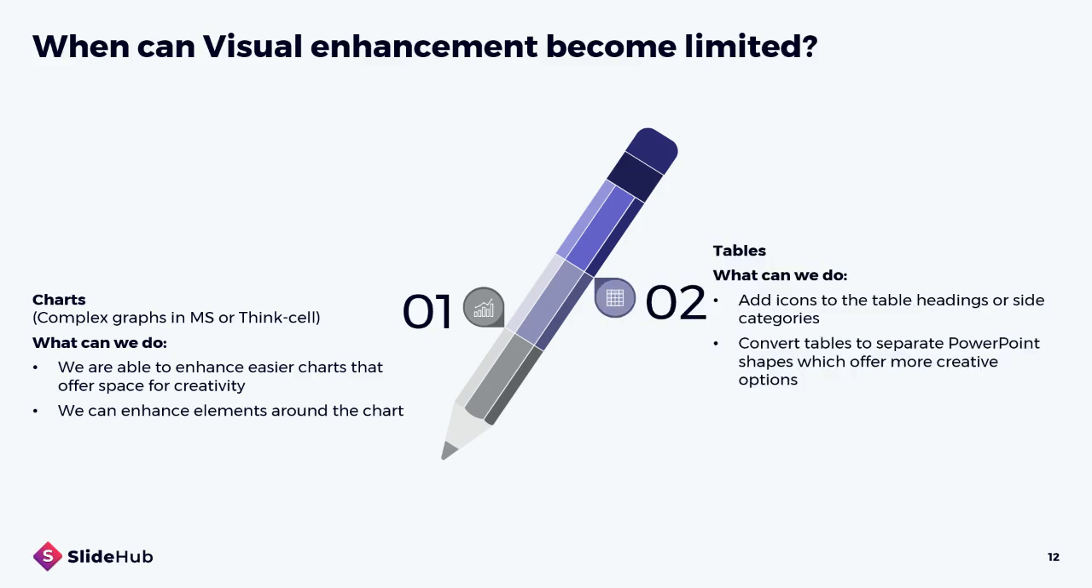Second case for limited visual enhancement are tables. What we would usually do is brush up your table according to your guidelines, and we would add icons to table headings or side categories. That would be our default solution.